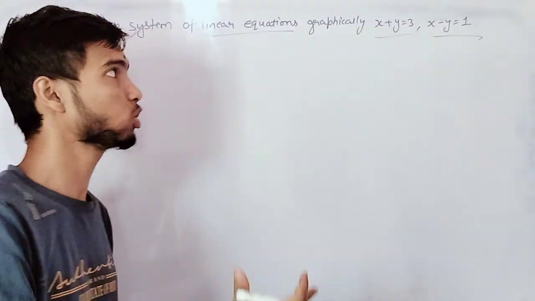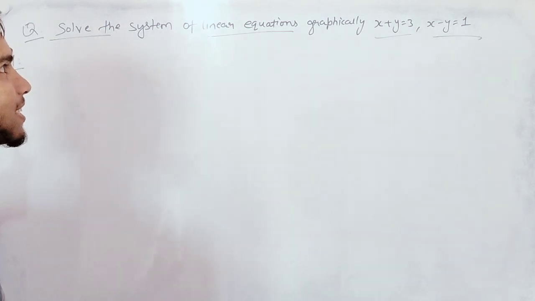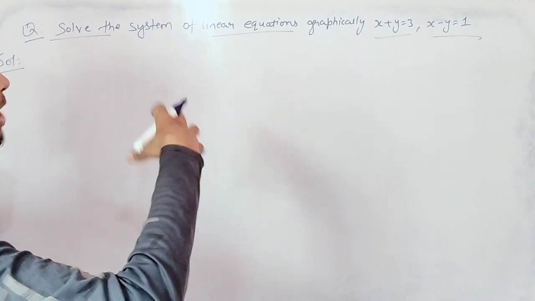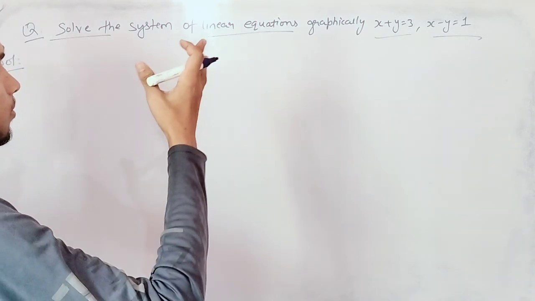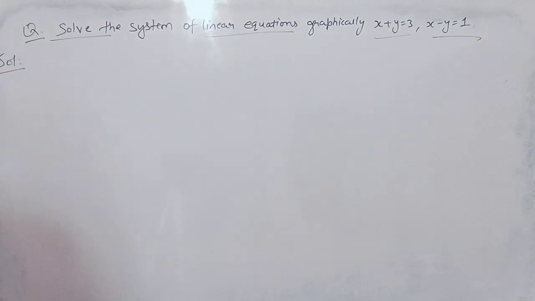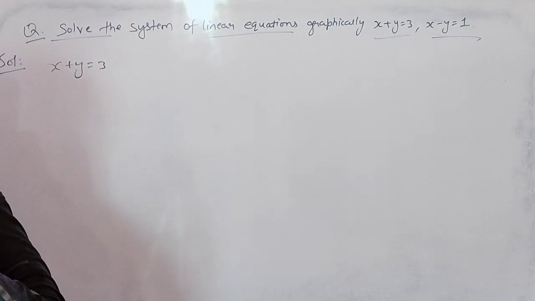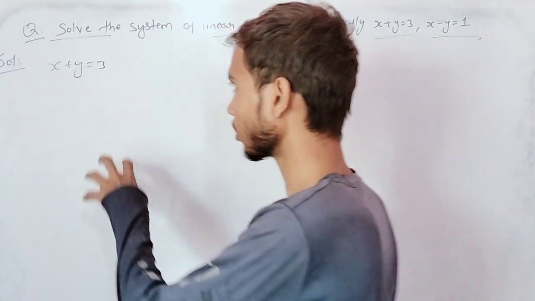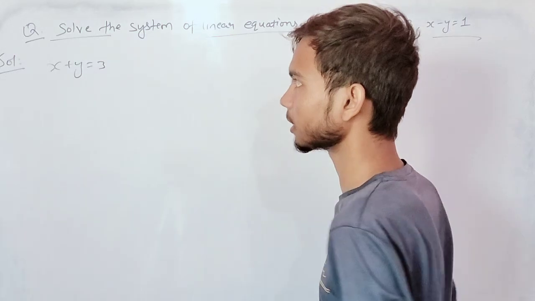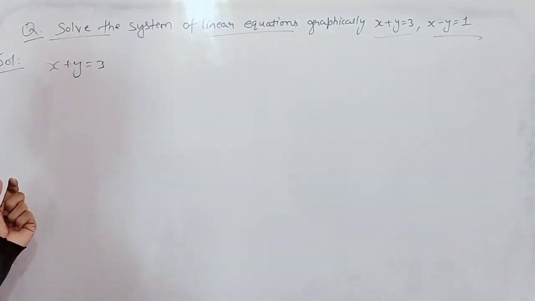Let's find solutions, at least two or three, so that we can plot all coordinates that we will have. X plus y is equal to 3. Clear? Now what to do after writing this? So you will write only one variable on one side.